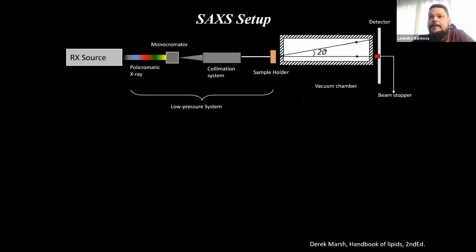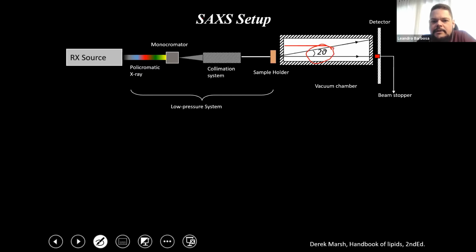Because of the physical interaction of the X-rays with biological matter, most of the X-rays will not interact with your sample. They will cross your sample without interacting and will hit the detector in a position that we call the zero beam position or the direct beam. And some of them will interact and will scatter to a certain position here in the detector. This is the reason this technique is named small angle X-ray scattering, because of this angle here.